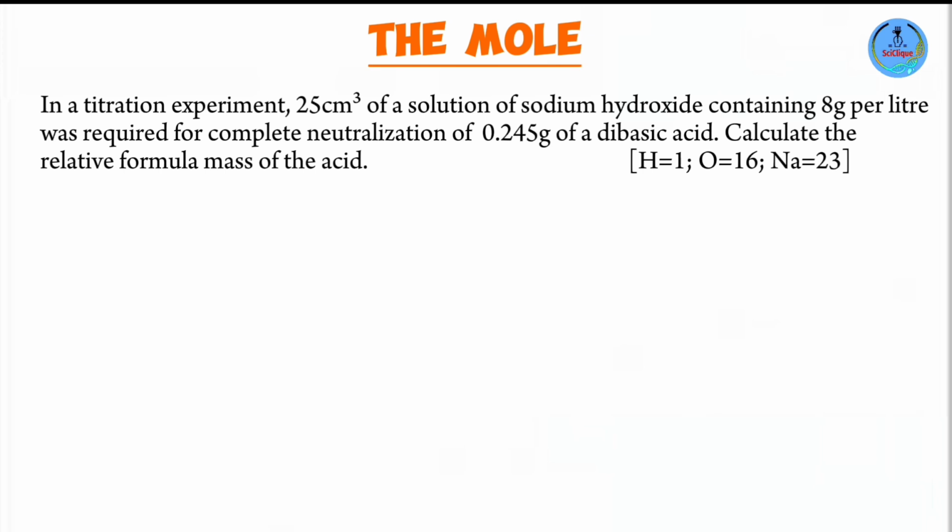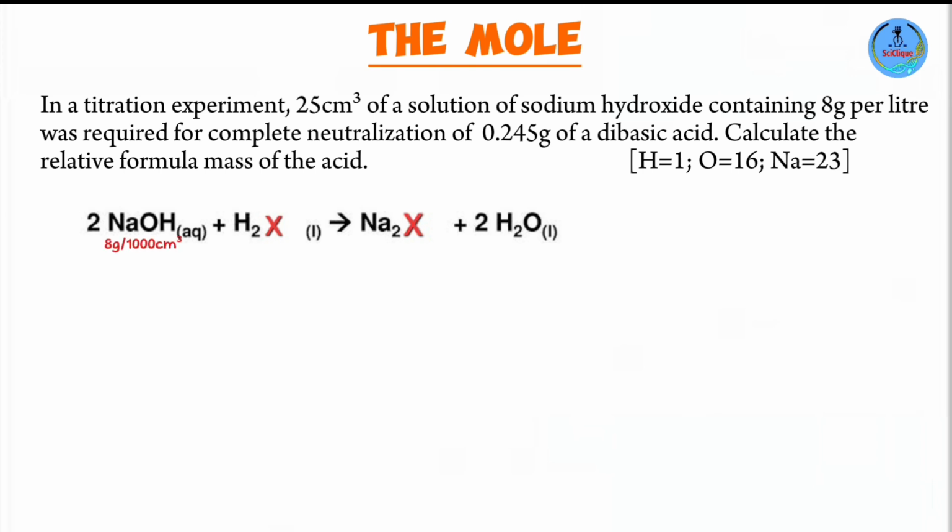Okay. So what is going to be our first step? Kama kawaida, we are going to write a balanced chemical equation. Now in this case, we have sodium hydroxide reacting with the dibasic acid. What do we know of sodium hydroxide? That 8 grams were dissolved in 1,000 cubic centimeters, but in this solution of 1,000 cubic centimeters, only 25 cubic centimeters was used. What about the dibasic acid? We know very little about it. As you can clearly see, it's written as H2X because we don't know what this is. We've just been told it's a dibasic acid.